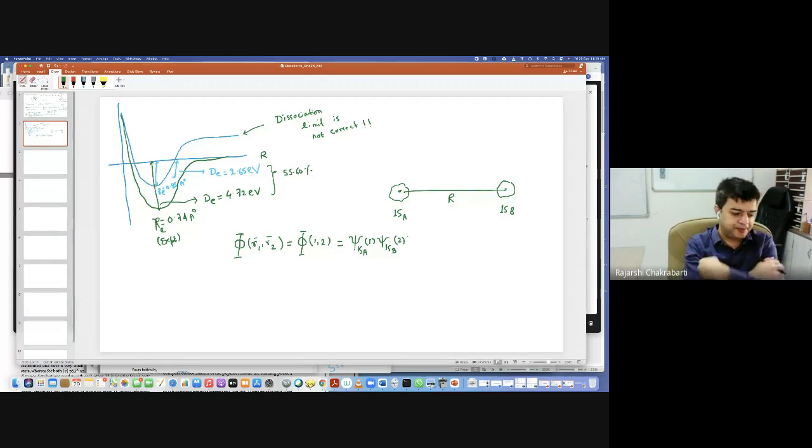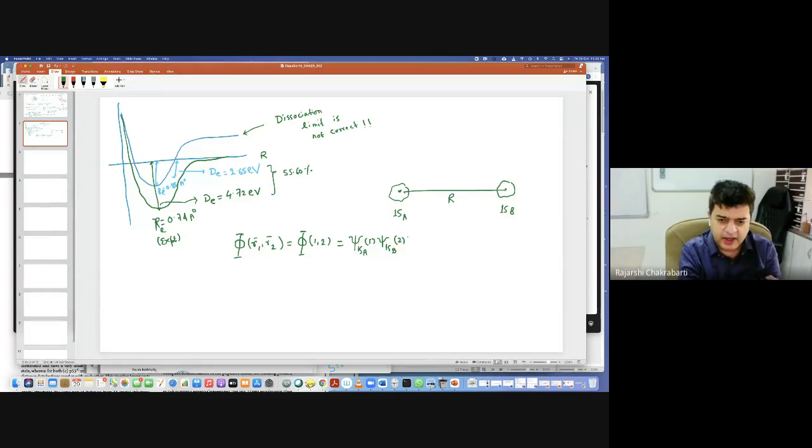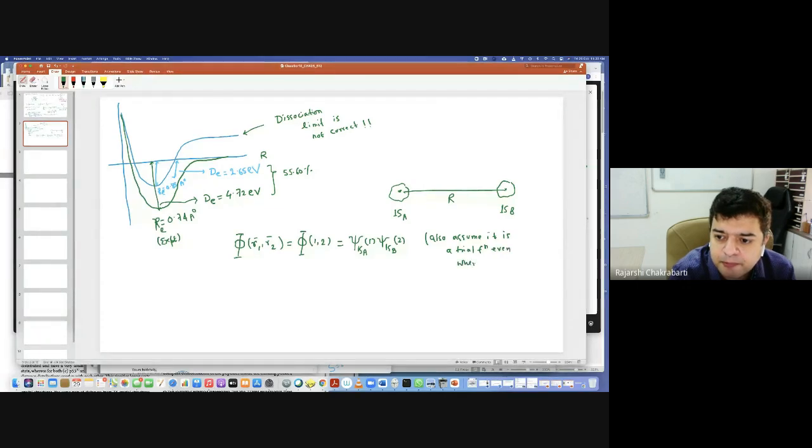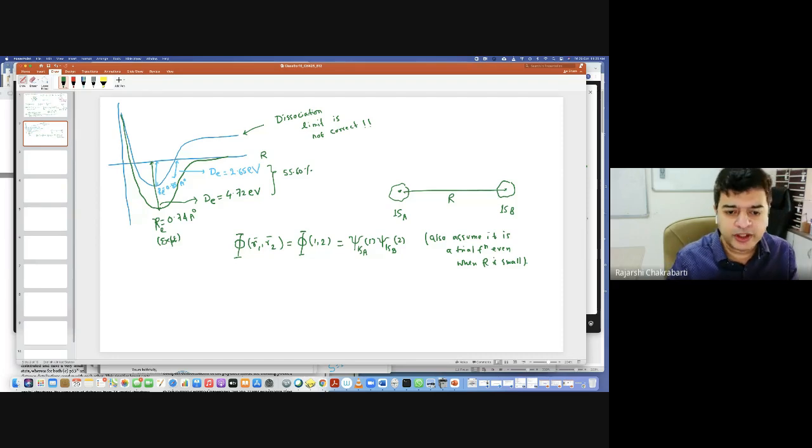This is the approximation. Here the second electron does not feel the attraction of the first nucleus. So it is the attraction, and this is true when they are separated by a large distance. But we assume, for the time being, that it is a trial function even when r is small, which is not a good description, of course.